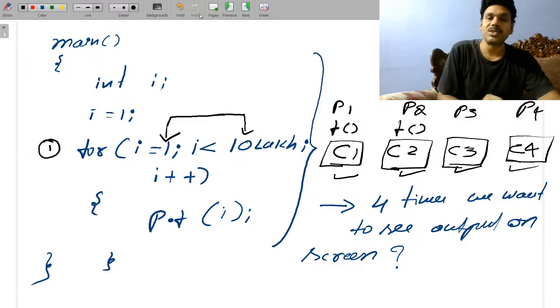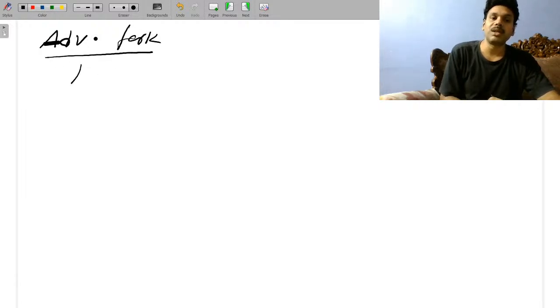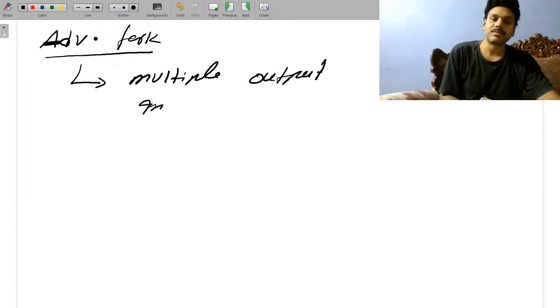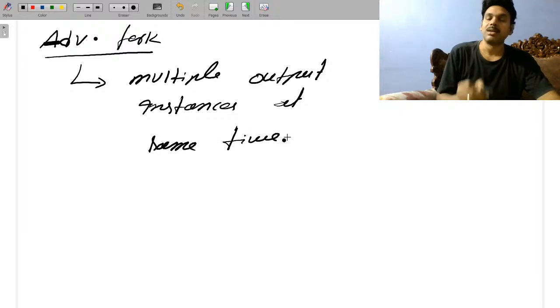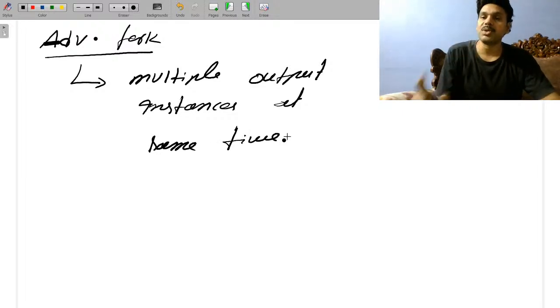In these cases, we want to see that the fork is very much useful. So what is the advantage of fork? Please see, friends, the advantage of fork is nothing but multiple output instances at the same time. This is one of the best. That means what? You will get more throughput within a single amount of time.